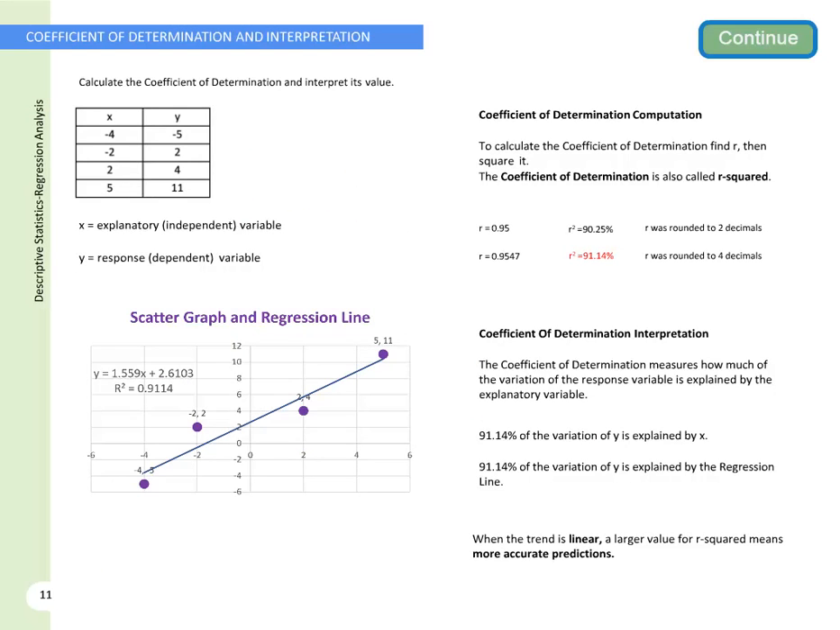What is the coefficient of determination? First of all, the coefficient of determination is calculated by squaring r, the correlation coefficient. Usually it is presented as a percentage. The coefficient of determination measures how much of the variation of the response variable is explained by the explanatory variable. For our example, we can say that 91.14% of the variation of y is explained by the regression line. When the trend is linear, a larger value for r squared means more accurate predictions.